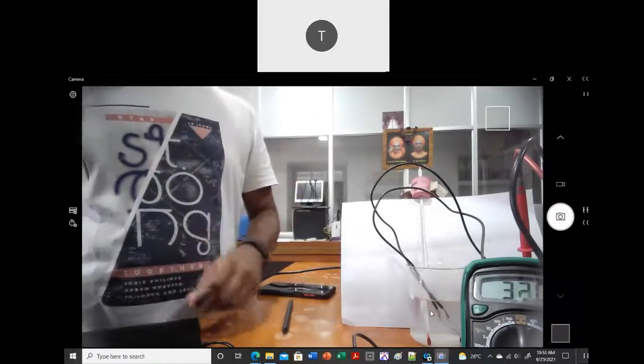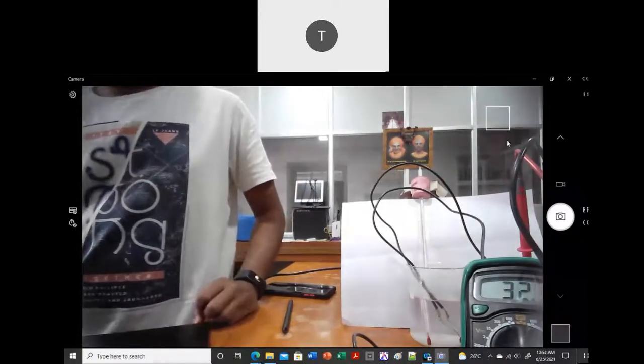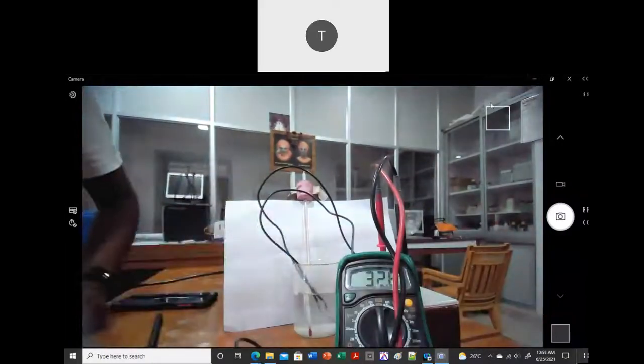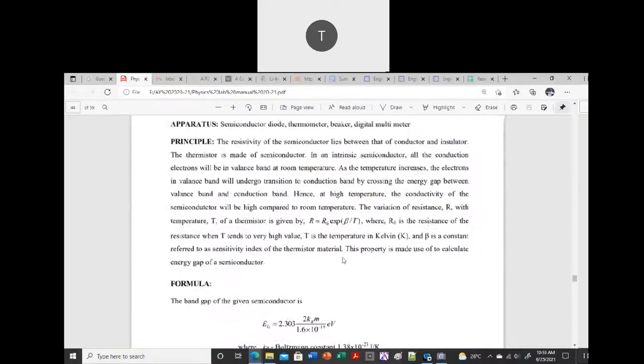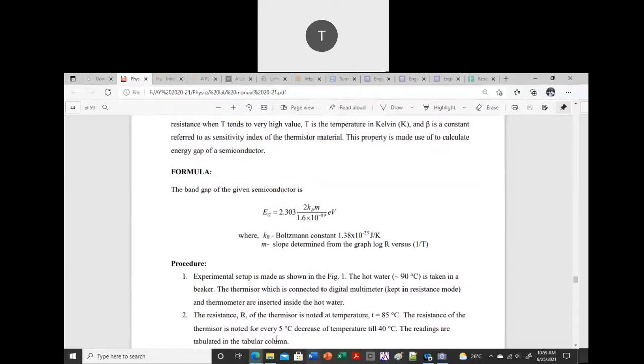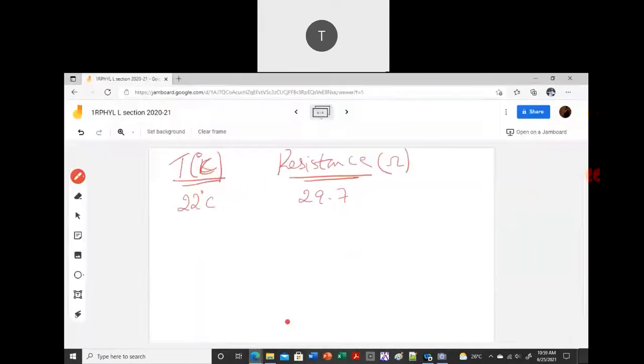That's all. Now I will try to explain the theory part. What is this thermistor? What is the use of thermistor? And then we'll go to the next experiment.